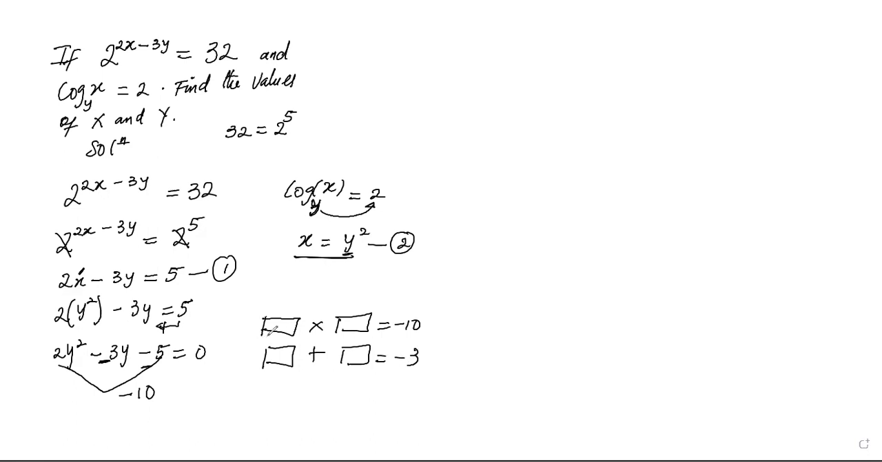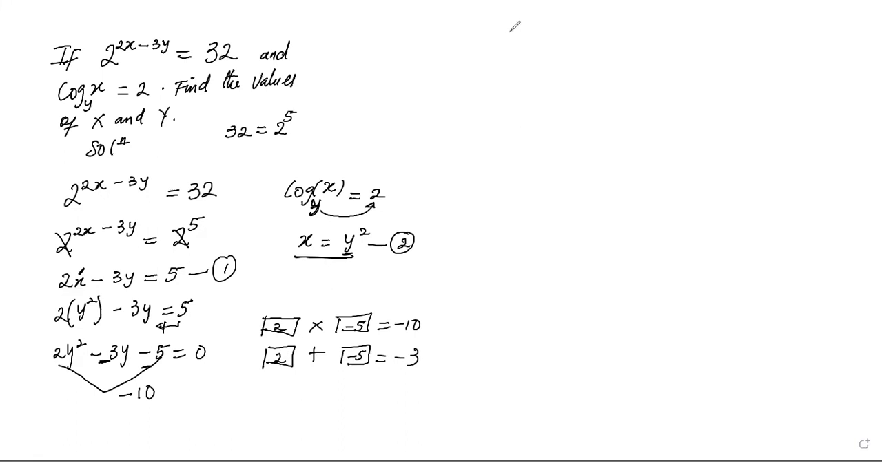So what are those two possible values? The two possible values will be 2 and minus 5. 2 times minus 5 is minus 10, and 2 plus minus 5 is actually minus 3. So those are the two values you're looking for, and I can rewrite the middle term as 2y minus 5y. Now let us go ahead and solve this problem.